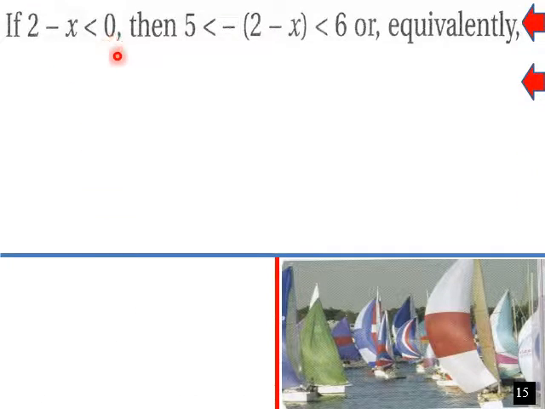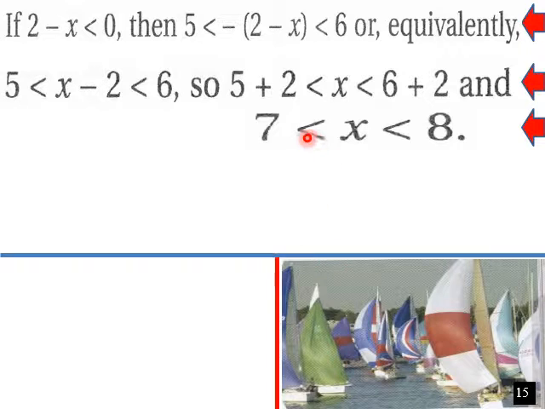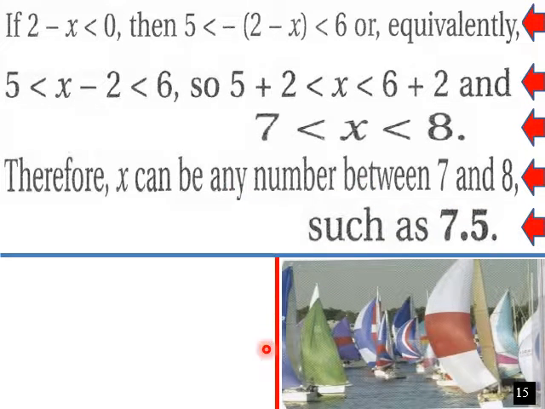If 2 minus x is less than 0, then 5 is less than negative (2 minus x) is less than 6, or equivalently, 5 is less than x minus 2 is less than 6. So we're going to get rid of this 2 here: 5 plus 2 is less than x, and x is less than 6 plus 2. 7 is less than x, and x is less than 8. Therefore, x can be any number between 7 and 8, such as 7.5.